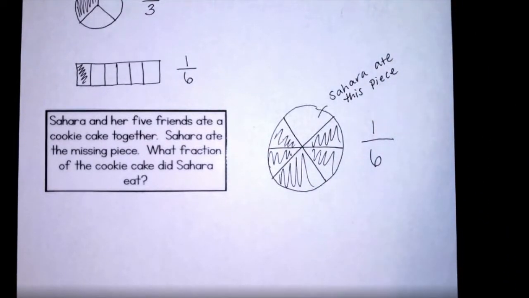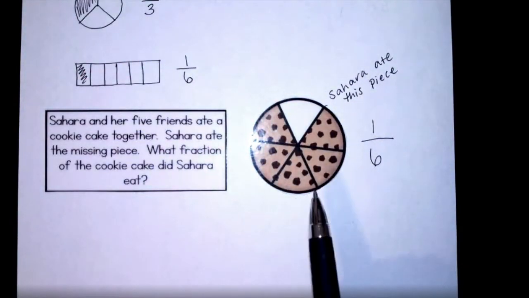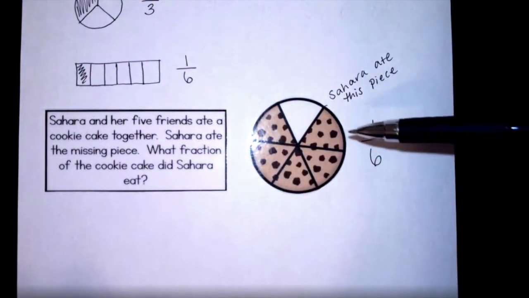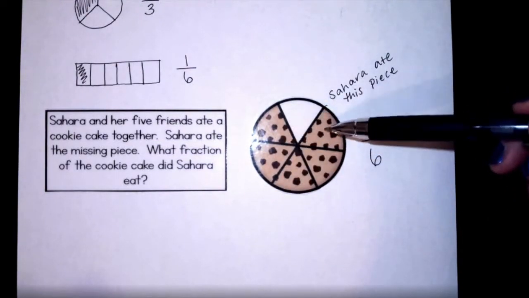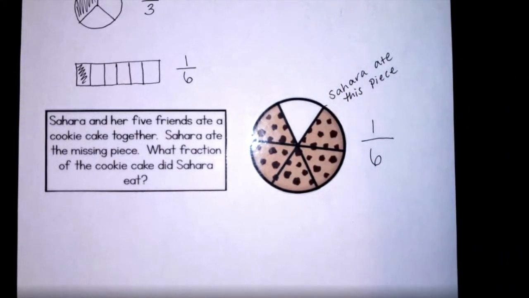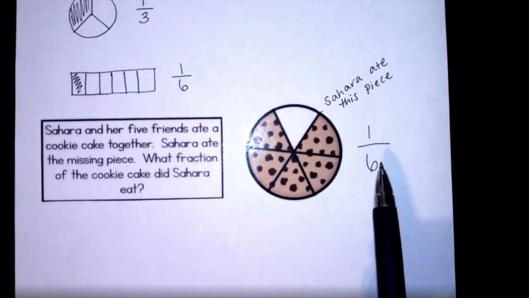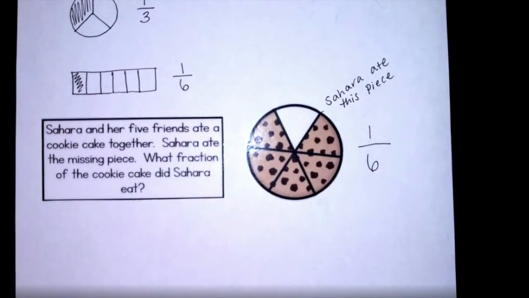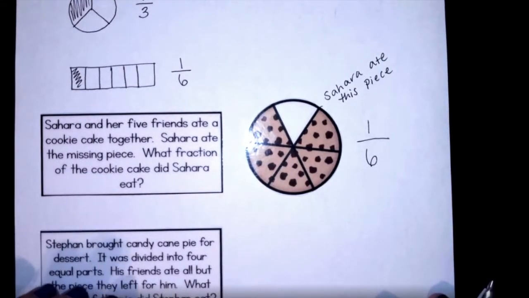Sahara ate that piece. It's gone. So on your Google form, you're going to see the fractions, and then you're going to see little food pictures like this. So this one is divided, this is our cookie cake, and it's divided into 1, 2, 3, 4, 5, 6 pieces, and we have that missing piece because Sahara ate that one. So on your Google form, you would pick 1/6. Okay? Let's look at another one. Let's look at this one.